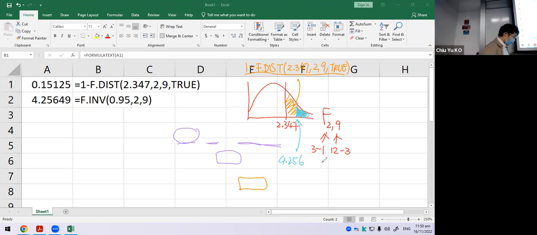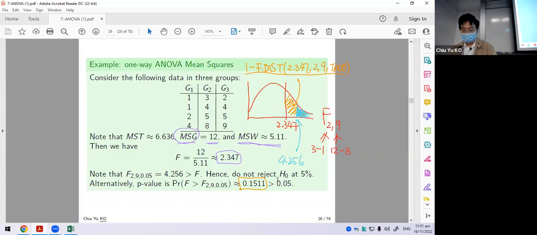Which means we can't really reject it. Is that clear? Is that clear why we can't reject it? It is because the value is not within the critical region, it's less than the critical value. Right. So let's go back to here. Okay, so that's why this is the value. We can't reject it.